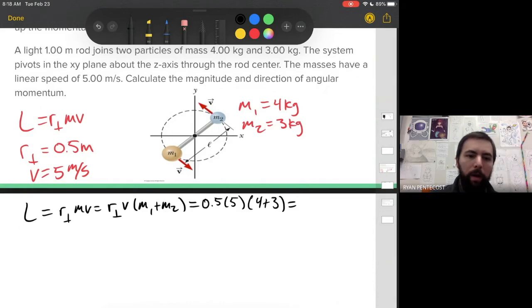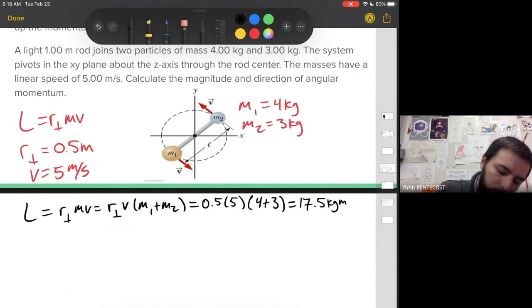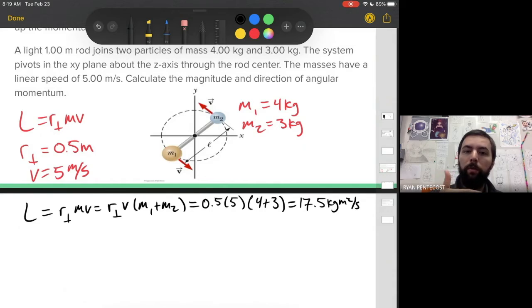I believe that is 17.5 kilogram meters squared per second. However, it asked us for the direction. It tells us that this system pivots in the XY plane. That means that your vectors, while yes, they are constantly changing, are simply in the XY plane. No matter where these vectors point, they are never going to deviate from XY.